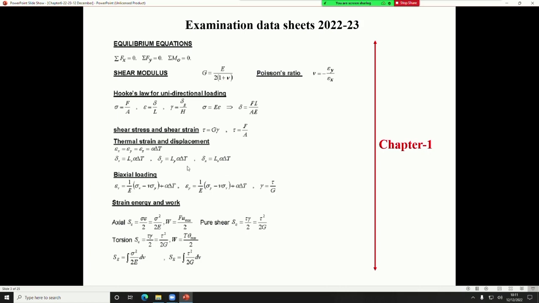We mostly focus on unidirectional loading, and the effect of temperature was mostly considered in the axial direction. If the component has no restraint, obviously we have no thermal stress, but we have thermal strain. Because temperature is a scalar quantity, the thermal strain is equal to alpha delta T in all directions, where alpha is the coefficient of thermal expansion. If the material is constrained, it cannot move, therefore when we increase or decrease the temperature, we have thermal stress. Usually we don't have thermal strain.